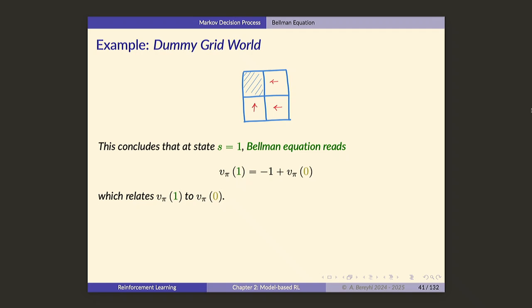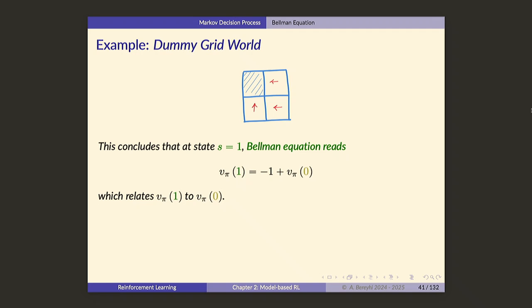Minus 1, this is your immediate reward, plus. There could be a bunch of terms, but what should be here? It's going to be v pi at 0, because when you play with this policy, you're going to go to state 0, and this is the value. You just need to know its value, right? So it's going to be the value of pi at point 0.